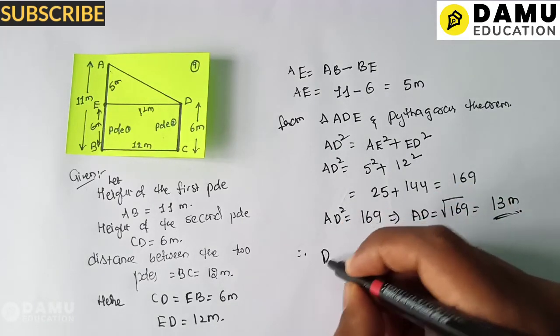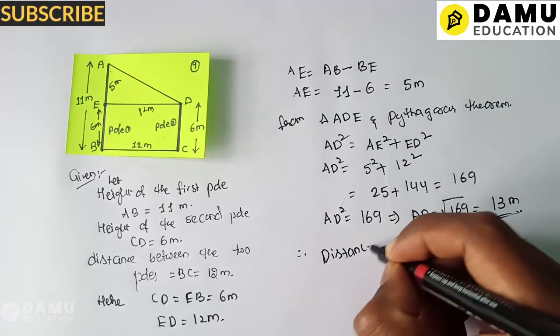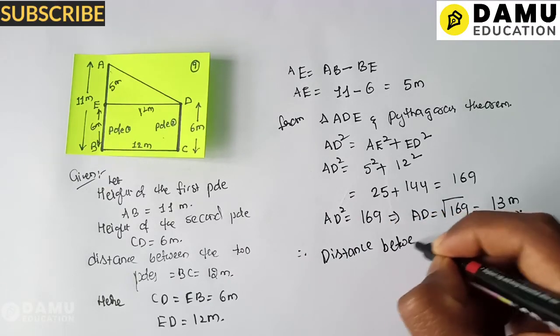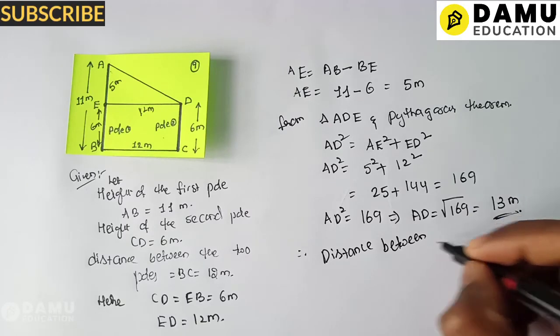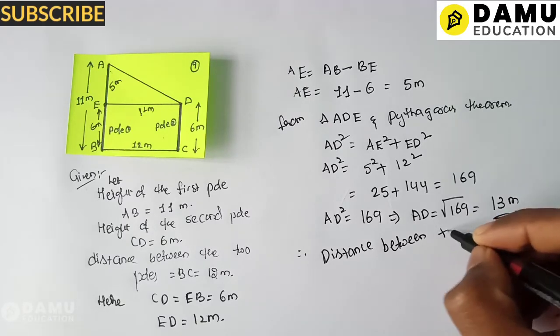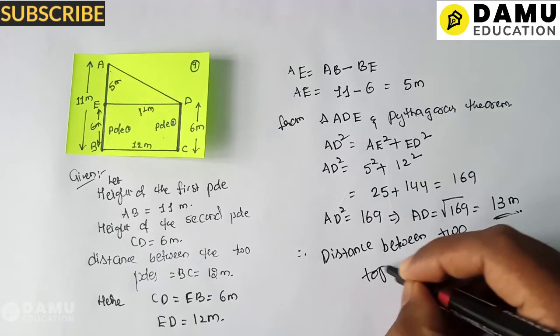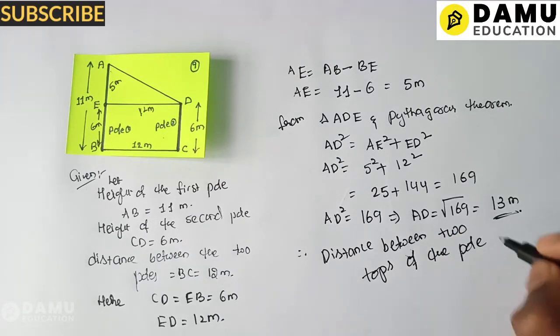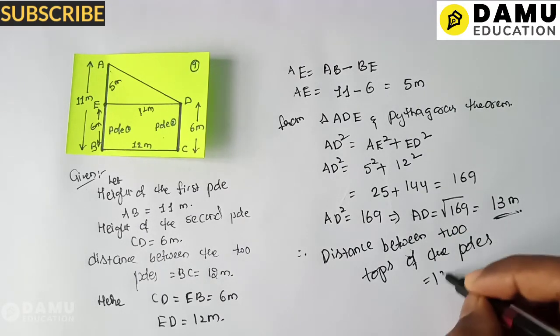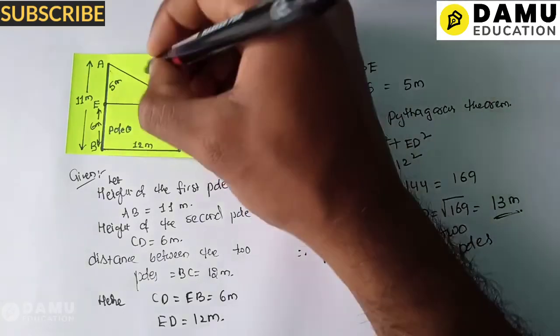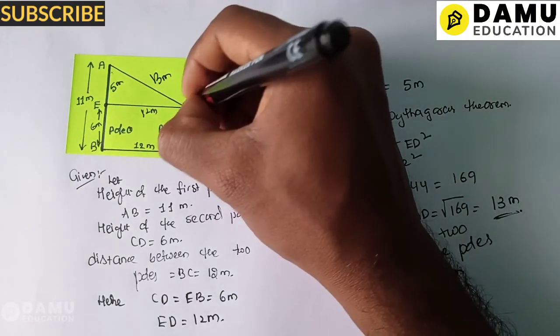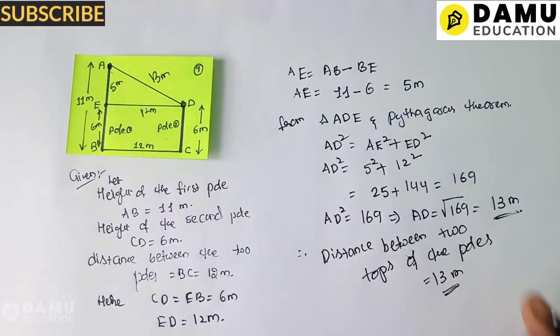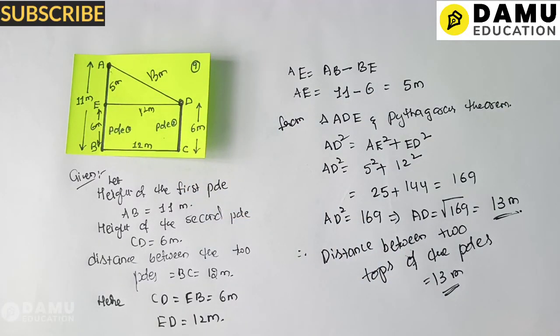Therefore, the distance between the two tops of the poles will be equal to 13 meters. So this is 13 meters from this point to this point. So this is the way of thinking and solving the solutions.